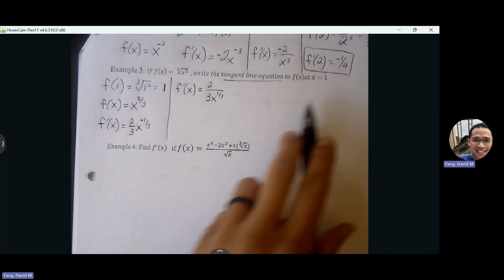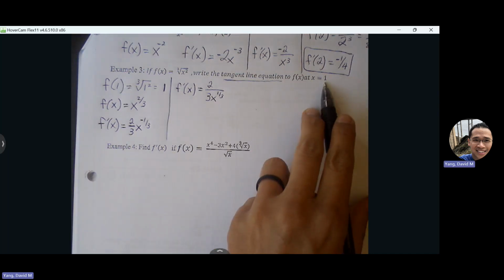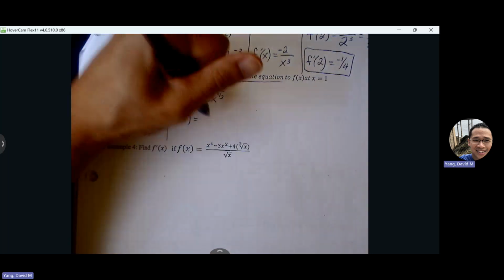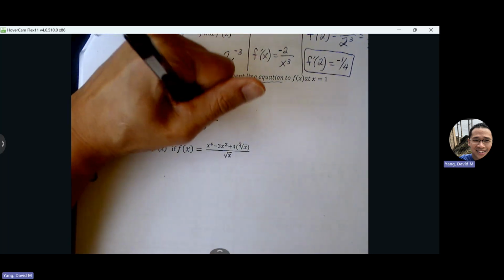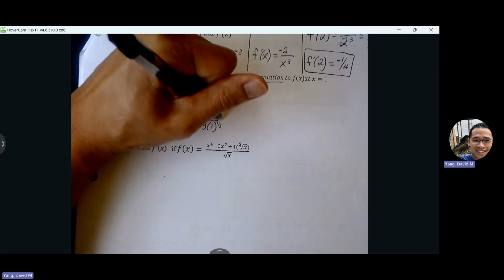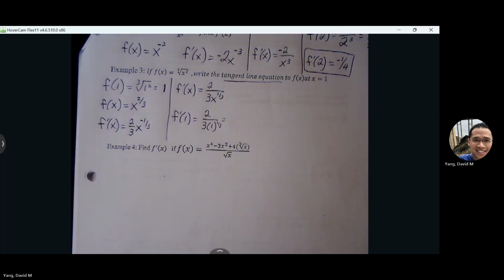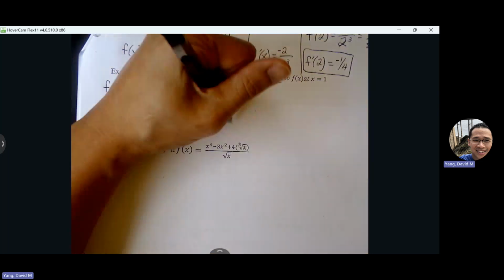So now that I have my derivative, I can work on finding my slope. Plug 1 in for x, so f prime of 1 is equal to 2/3 times 1 to the 1/3. And this will still be what? Yeah, because 1 raised to anything is still what? 1. Still 1. So I'm just left with 2/3.